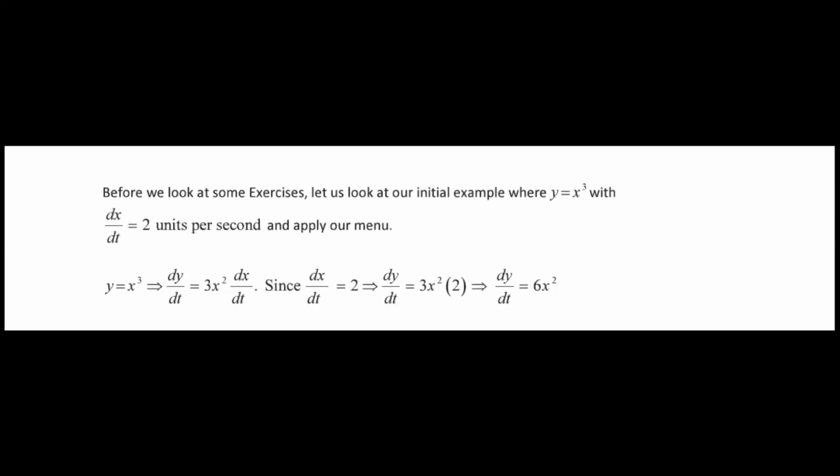Now, before we go and work some examples, let's return to our original problem, which is y equals x cubed, and we're given dx/dt, and see if we can figure out how we filled in that table. So y equals x cubed. Let's apply the shortcut. Derivative of y is 1, put a dy/dt with it. Derivative of x cubed is 3x squared, put a dx/dt with it. Okay, got that? Now we're told that dx/dt is 2 units per second. So we'll substitute 2 in for dx/dt. And so dy/dt becomes 3 times x squared times 2, or 6x squared.